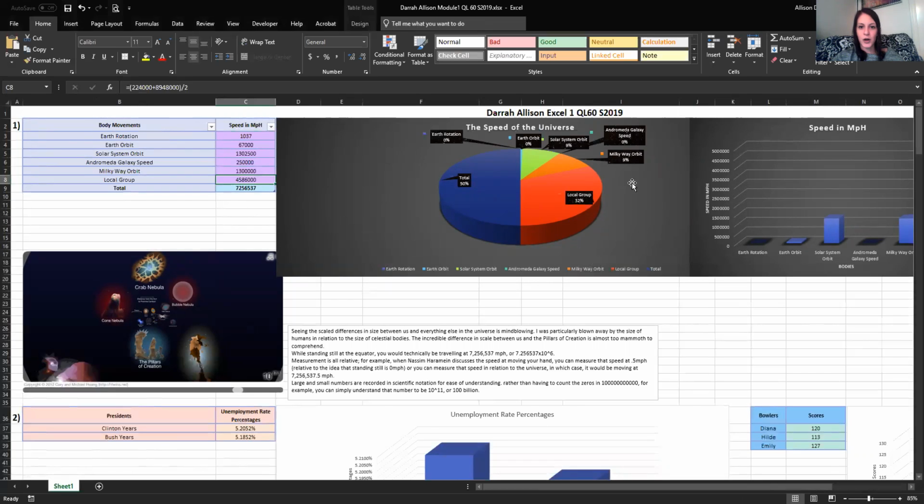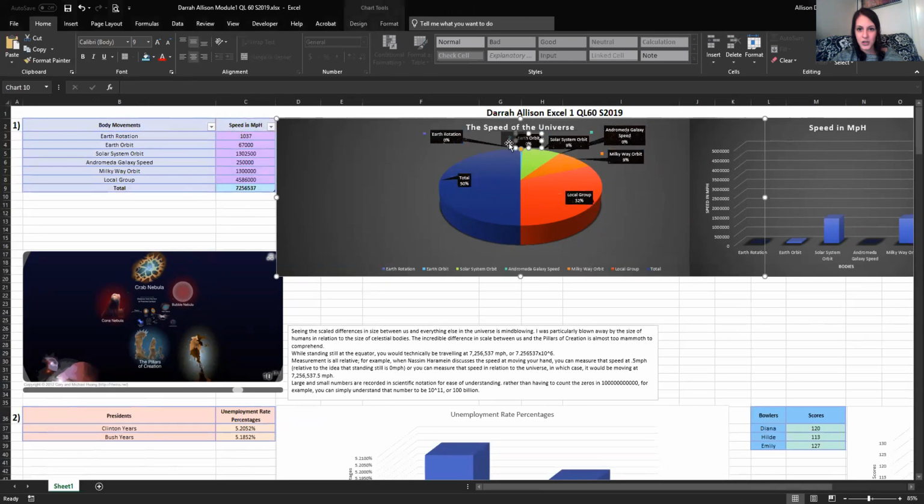So here's my chart where I called it the speed of the universe. We've got Earth's rotation at 0% of this chart. Is that just one? It looks like more. No, it's just one. Earth's orbit is at 0% as well. The solar system orbit was 9%. The Milky Way orbit was 9%.